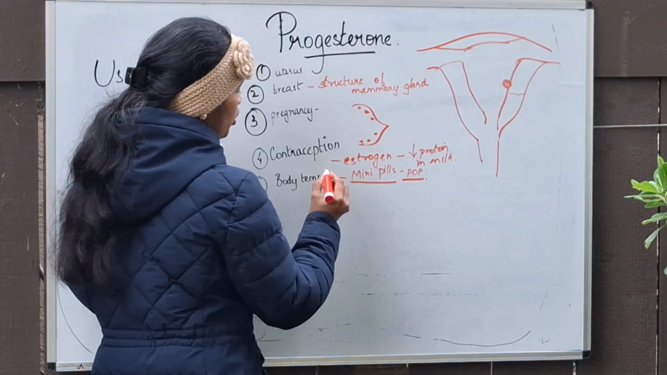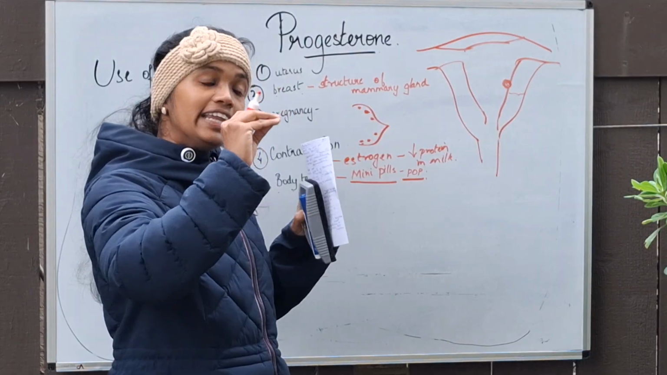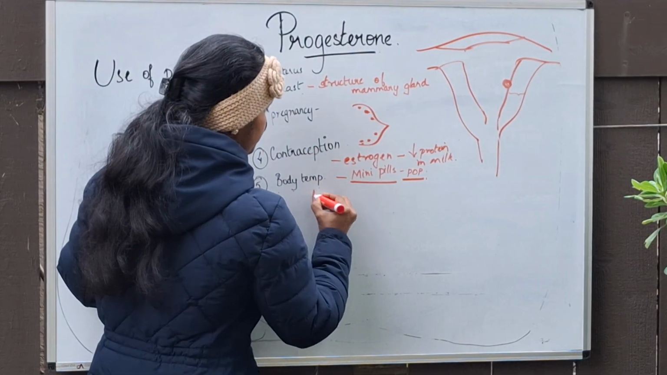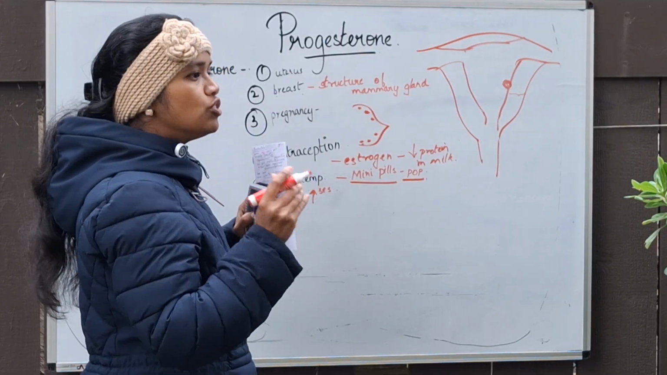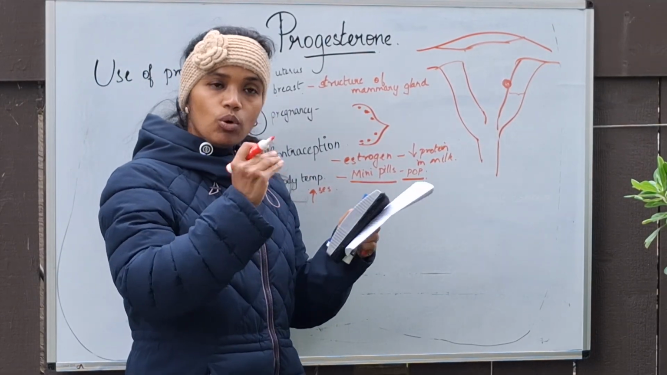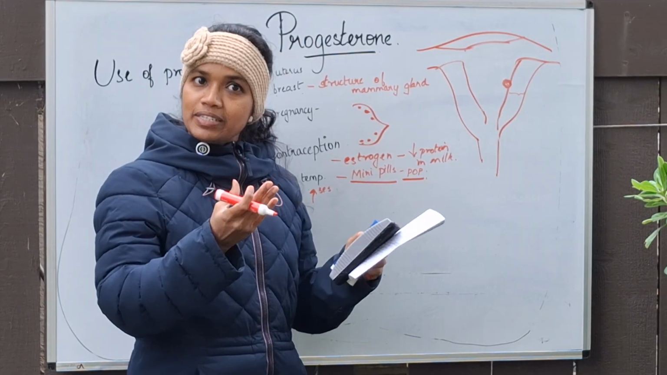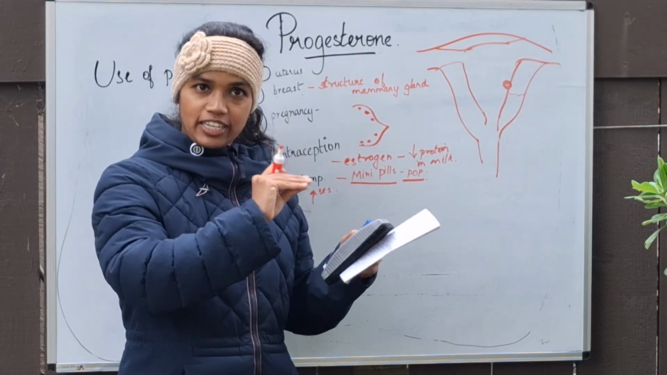What is its role in body temperature? When the progesterone is increased, it increases the body temperature. So how do we know that? What is its use? It can be used as a method to detect ovulation. So once the ovulation has occurred, what happens? The Graafian follicle ruptures. The estrogen production is decreased.